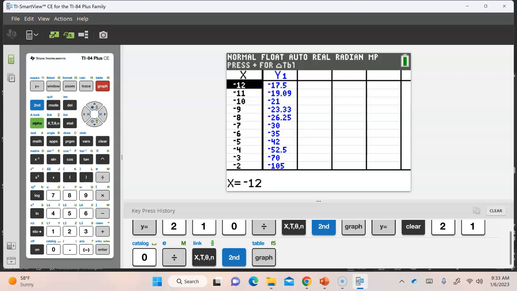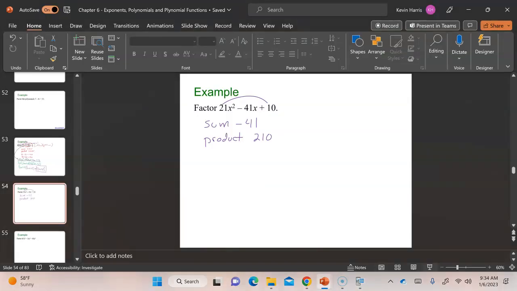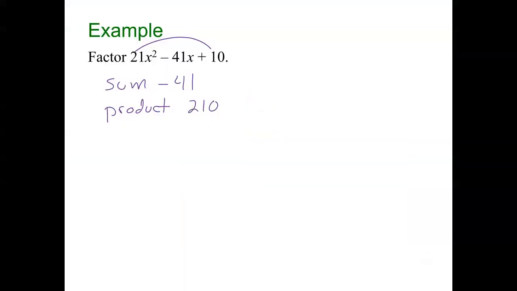So here's a list of all my negatives. Which of these pairs will sum to negative 41? Negative 35 and negative 6. Okay? So I look through my factor pairs. I see that these will sum to what I need, negative 41. So that's what I'm going to use. Okay? Let's go back here. All right. So the numbers that I'm going to use, negative 6, negative 35.